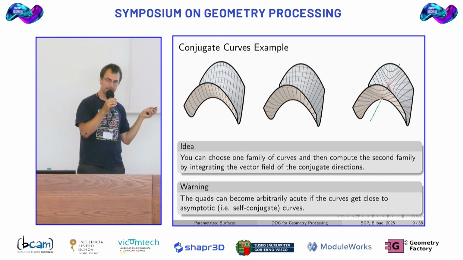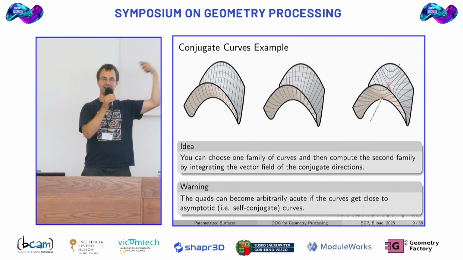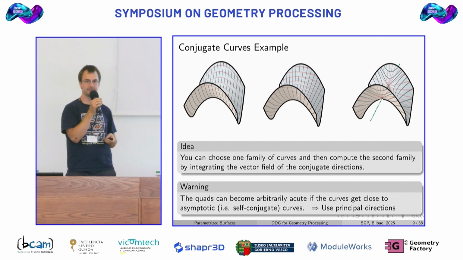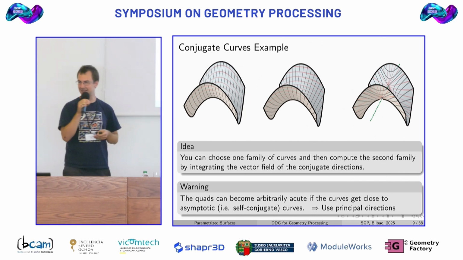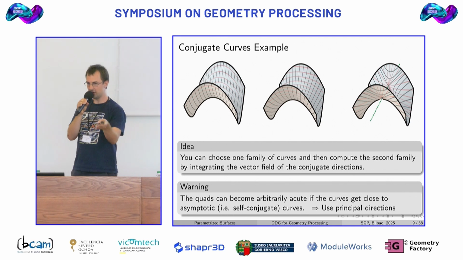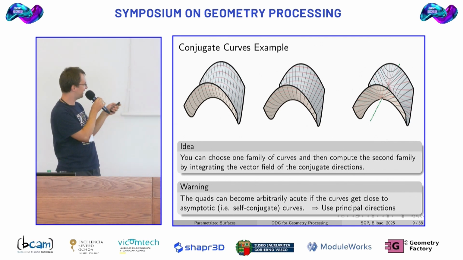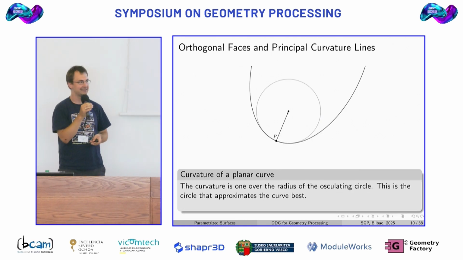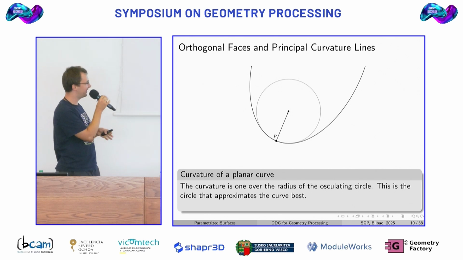And the best way to do this is to choose the first family in a good way, and namely use principal directions or principal curvature lines. Principal curvature lines have been mentioned in the first talk that we heard at the graduate school. What are principal curvature lines? I'm gonna try to motivate it quickly.